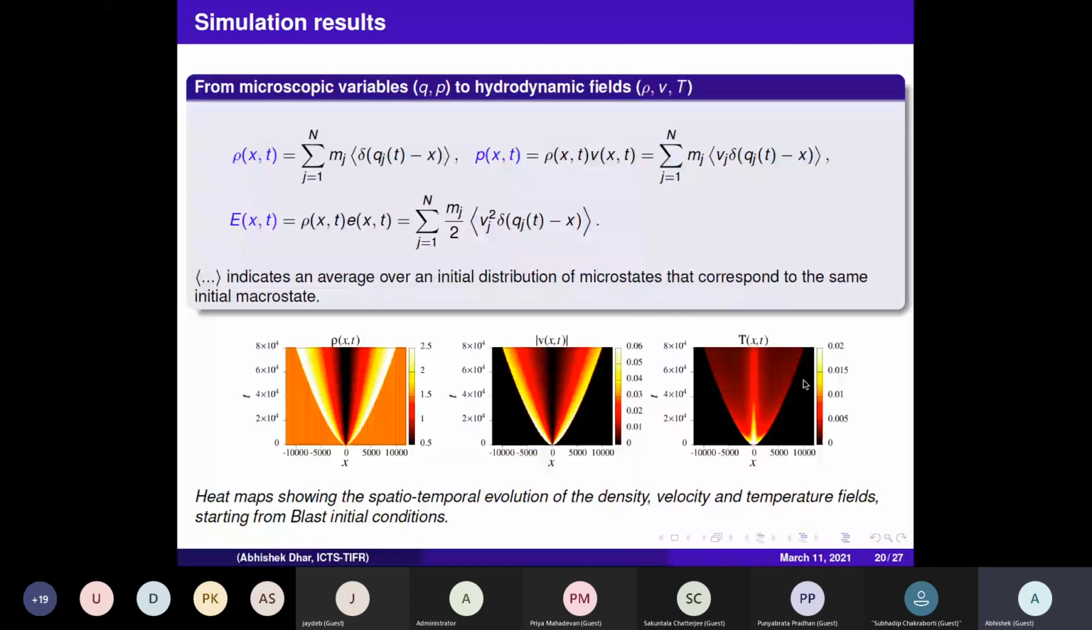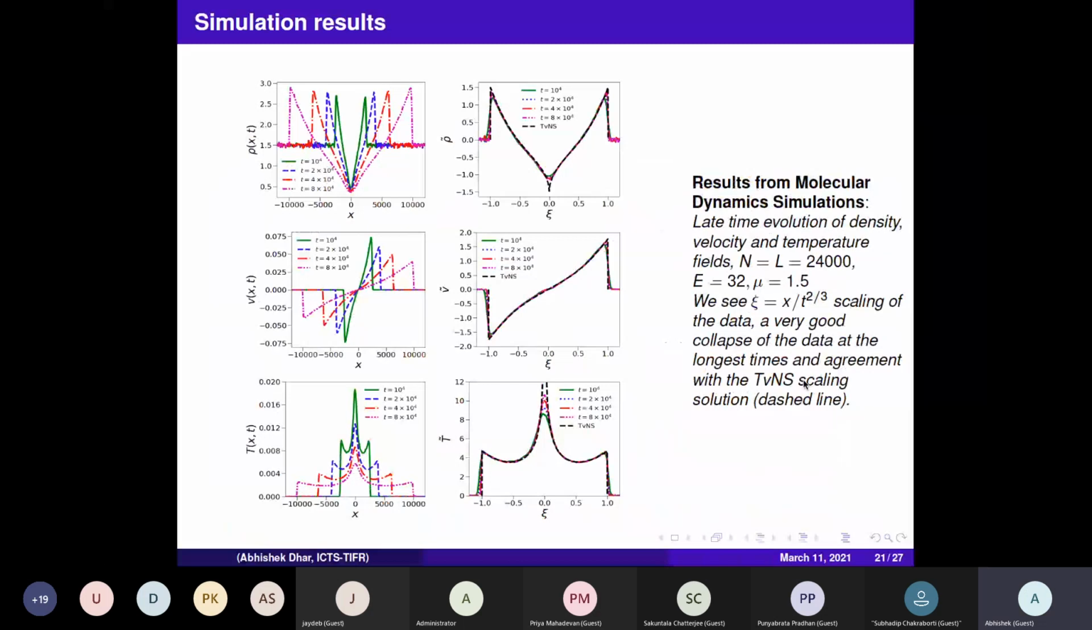Okay, so these are the three fields. Now we can plot them and ask: we have an exact solution from hydrodynamics, how does it compare? Here I plot the three fields rho, v, and T as a function of x at different times. The green curve is at time 10 to the power 4, and then it's 2 times 10 to the power 4, 3 times 10 to the power 4, 4 times 10 to the power 4. Like I said, there's a sharp shock front. Density is maximum at the shock front and minimum at the center. And similarly, we see things for the temperature and velocity.